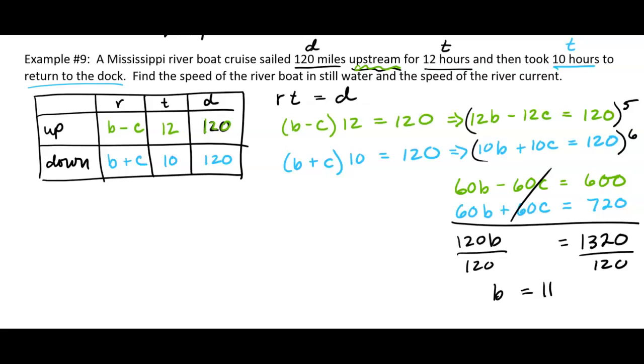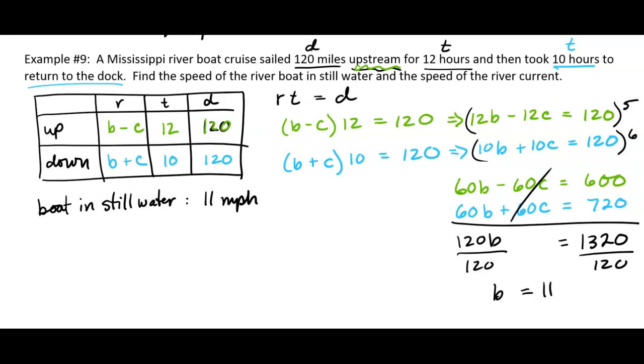But I'm going to double check on the calculator. I don't want to lead you astray. 1320 divided by 120, yeah. Okay, so what does all that mean? It means the boat's rate in still water is 11 miles an hour. Okay. Boat in still water, 11 miles per hour. Okay, now we have to figure out the rate of the current, right?